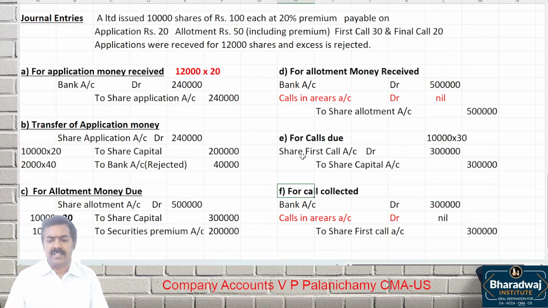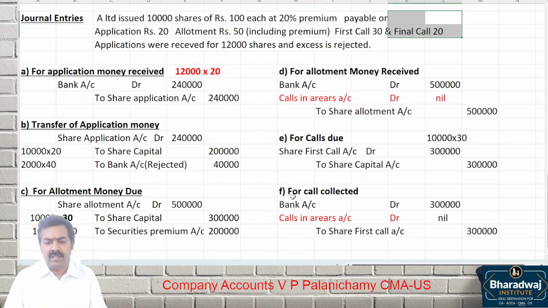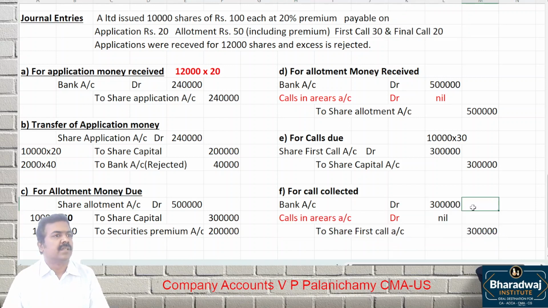We have to repeat this entry once more for which one? Share final call. What is the entry you will pass? Share final call account debit to share capital. 10,000 into how much? 20. Then bank account debit to share final call, how much? 10,000 into 20, 2 lakhs. You repeat that entry.